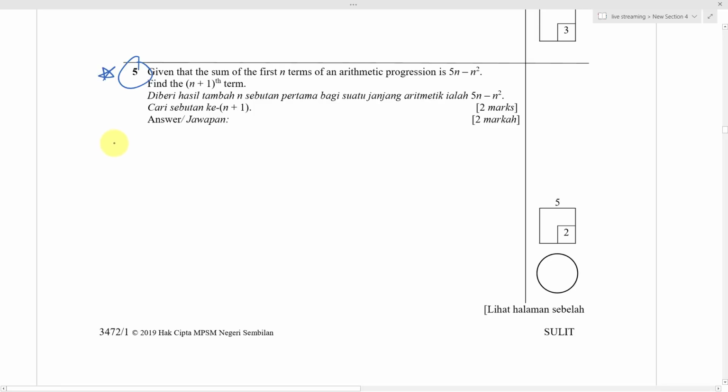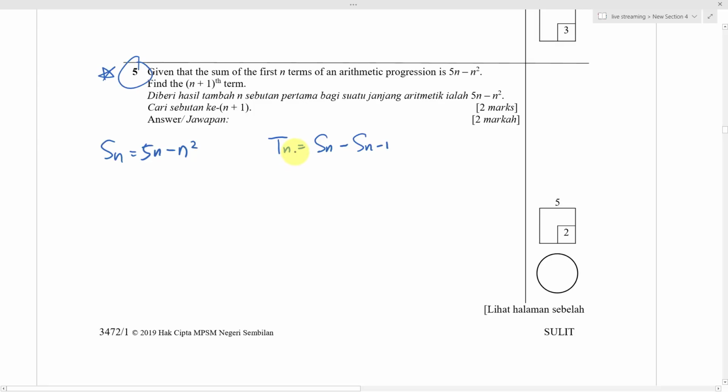So over here, they tell me what? My Sn equals 5n minus n squared. Now, you want to find the n plus 1 term. Before you find the n plus 1 term, you need to have the idea how to find Tn first. So, in order to find Tn, it's basically Sn minus Sn minus 1. Yeah, this one, some students might be a bit confused, but if you are very good, then it should be fine.